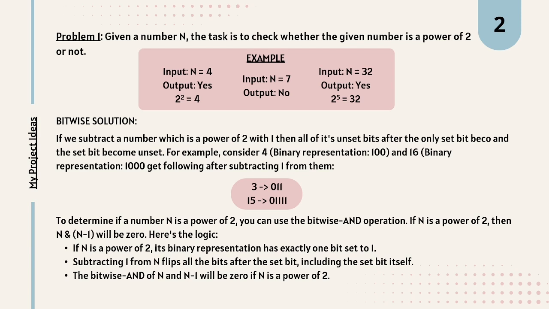Suppose you want to find out whether the number 4 is a power of 2 or not. What do you do? You write the binary representation of that number, that is 100. What is n minus 1? That is 3. Write down its binary representation, 011. Do the bitwise AND operation. If the AND is 0, then the particular number is a power of 2. Simple. No need for a loop, no need to put in certain conditions. Within a simple bitwise operation, you can do it.